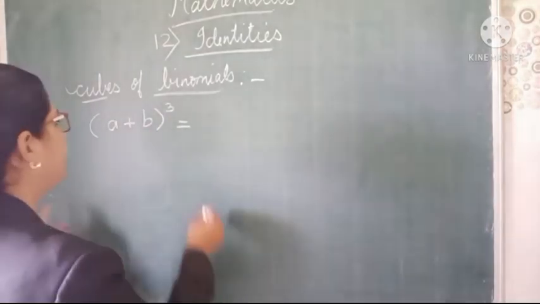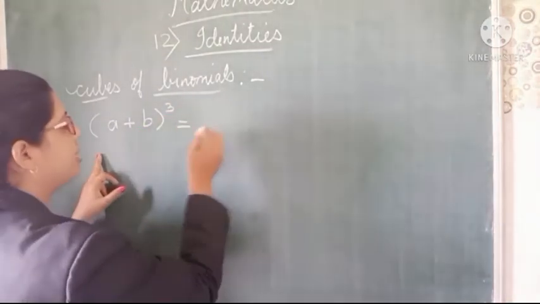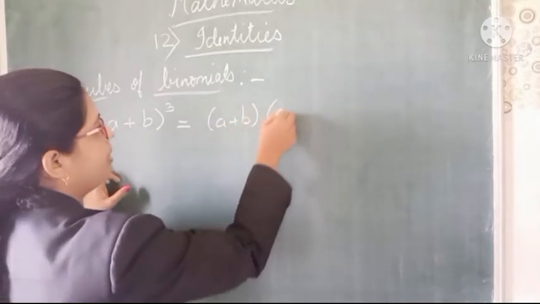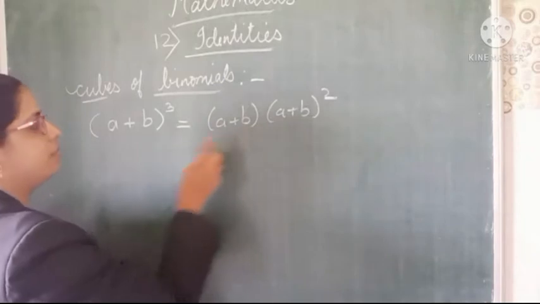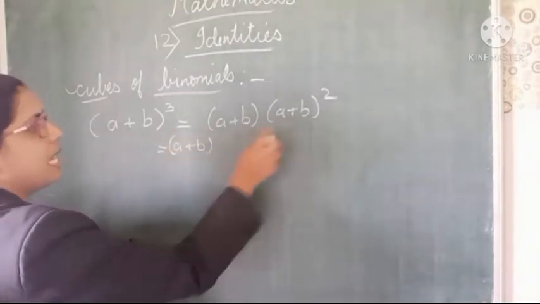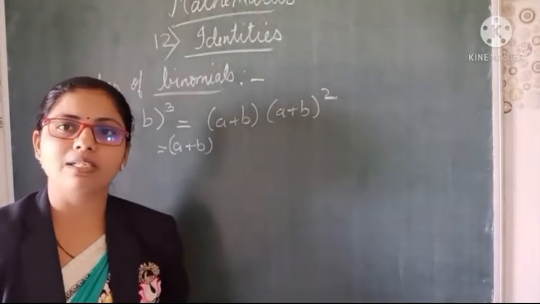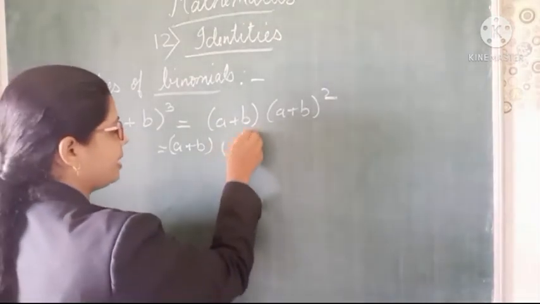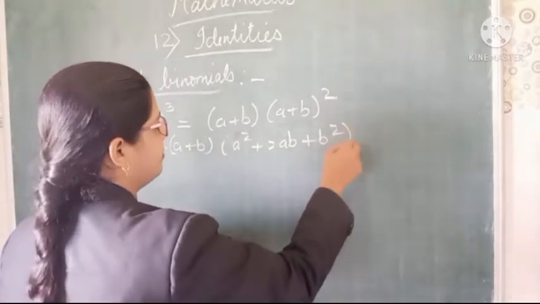What you will do is, this (a + b) cube, we will split it into two, that is (a + b) and (a + b) square. Okay, so I have split it up. Now this (a + b) will be as it is, and for this (a + b) square we have the identity, that is a square plus 2ab plus b square.